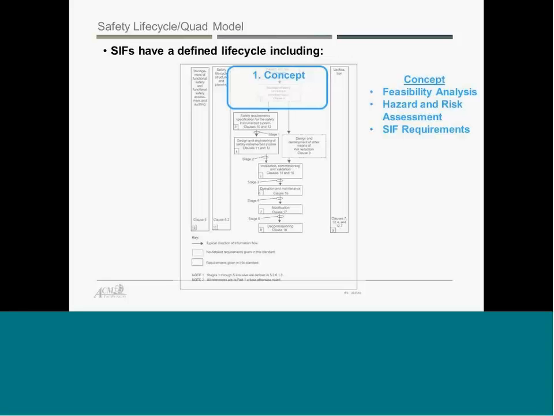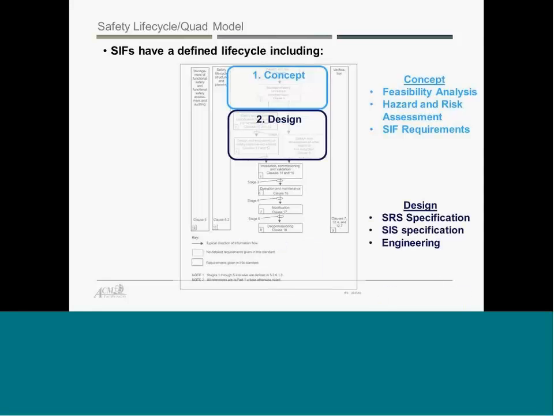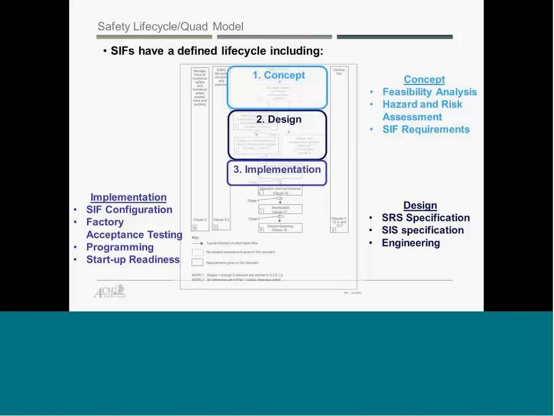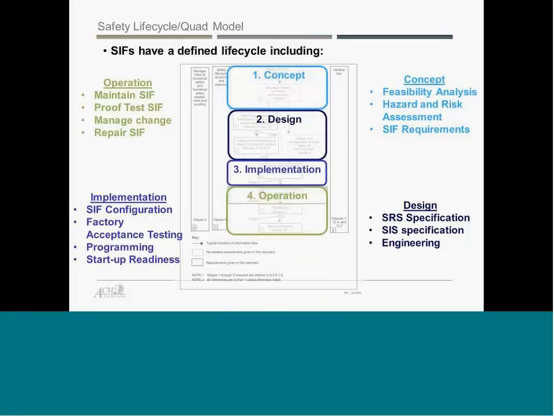The ACM split this life cycle into 4 steps. There's the concept stage, your feasibility analysis, hazard and risk assessment, and SIF requirements. That's what we just did. Then there's the next stage, which is going to be your safety requirement specification, your actual engineering of the SIF, and determining your test intervals. Next is your implementation, which is where you're going to do your factory acceptance testing. You're actually going to go to site, install it, test it before you run, and then finally the 4th section, which is your operations. This is the longest section, and that's where you maintain the SIF, you proof test it, you repair it, and you manage change.